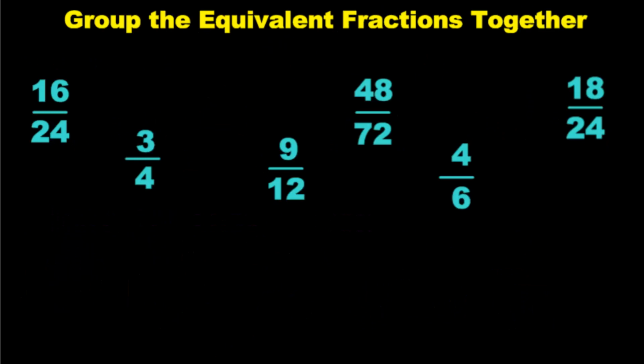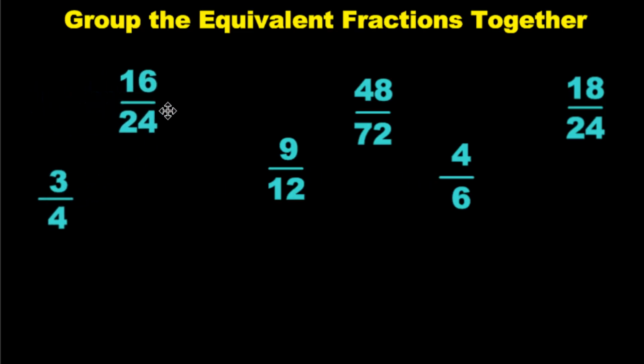Group the equivalent fractions together. Here's an activity for you to try. You can pause the video and go for it. Let's take a look at this. What I recommend you do is start with the fractions with the smallest numbers. So that's going to be 3 over 4.